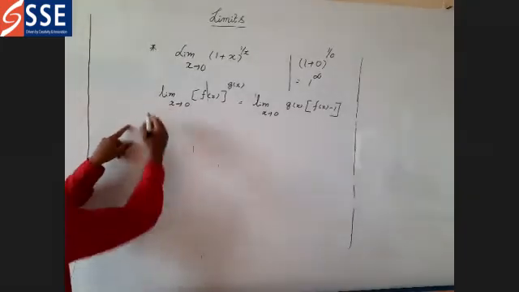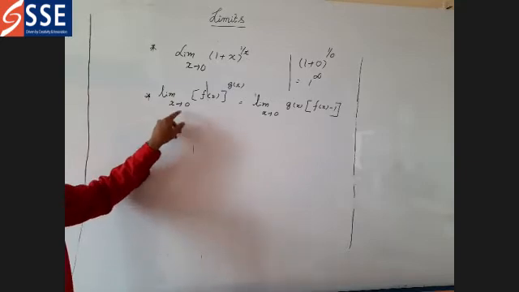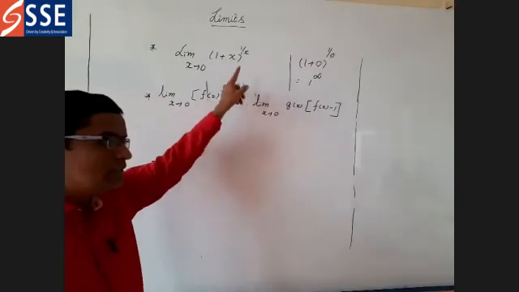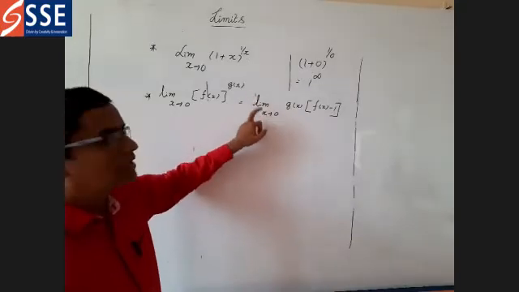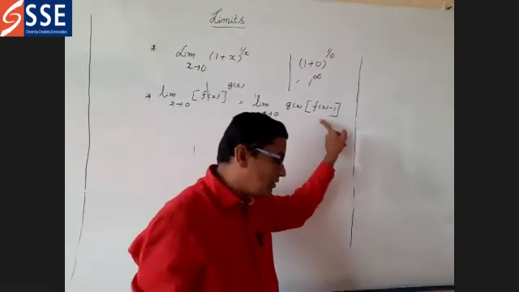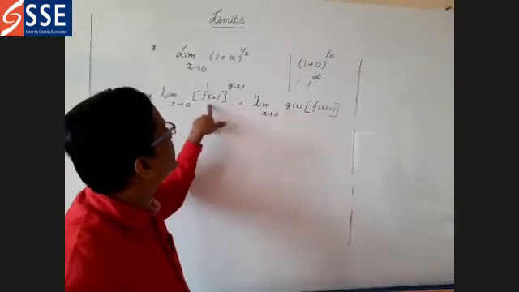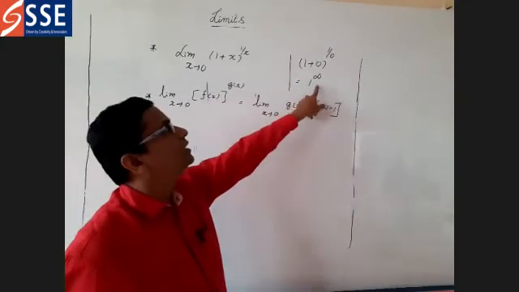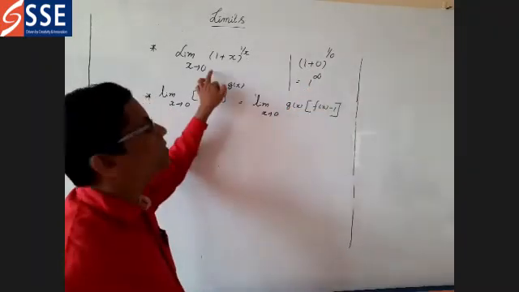So this is the standard formula: limit x tends to 0 of f of x whole power g of x is equal to limit x tends to 0 of g of x into f of x minus 1. When do you use this formula? When we get 1 power infinity after the substitution.